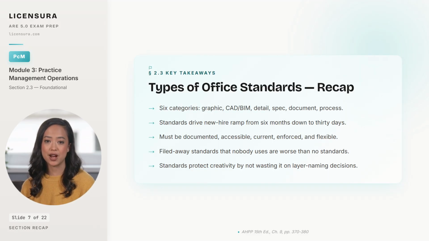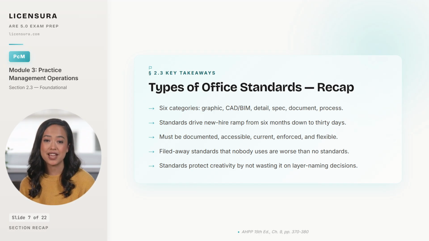5 takeaways on office standards. There are 6 categories that every firm needs to standardize: graphic, CAD/BIM, detail, specification, document, and process. Underinvesting in any one of them shows up as throughput loss on every project. The productivity case is concrete. New hires ramp to 75% productivity in roughly 30 days at firms with real standards, and that ramp can take 6 months at firms without them.